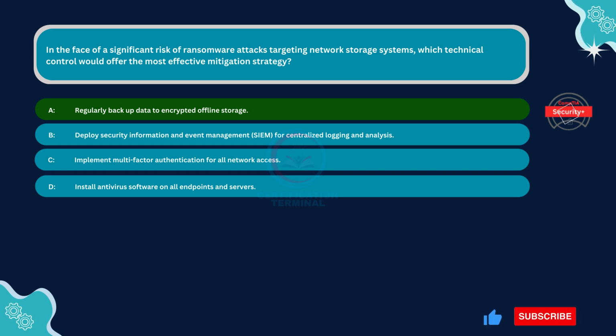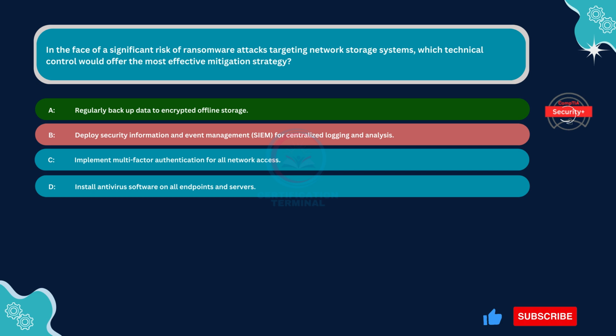If the network storage systems are compromised, having recent backups stored offline ensures that critical data can be restored without paying the ransom. Encrypting the backups adds an extra layer of security, preventing unauthorized access to the backed up data. This approach adheres to the best practice of maintaining backups as part of a comprehensive data protection strategy.